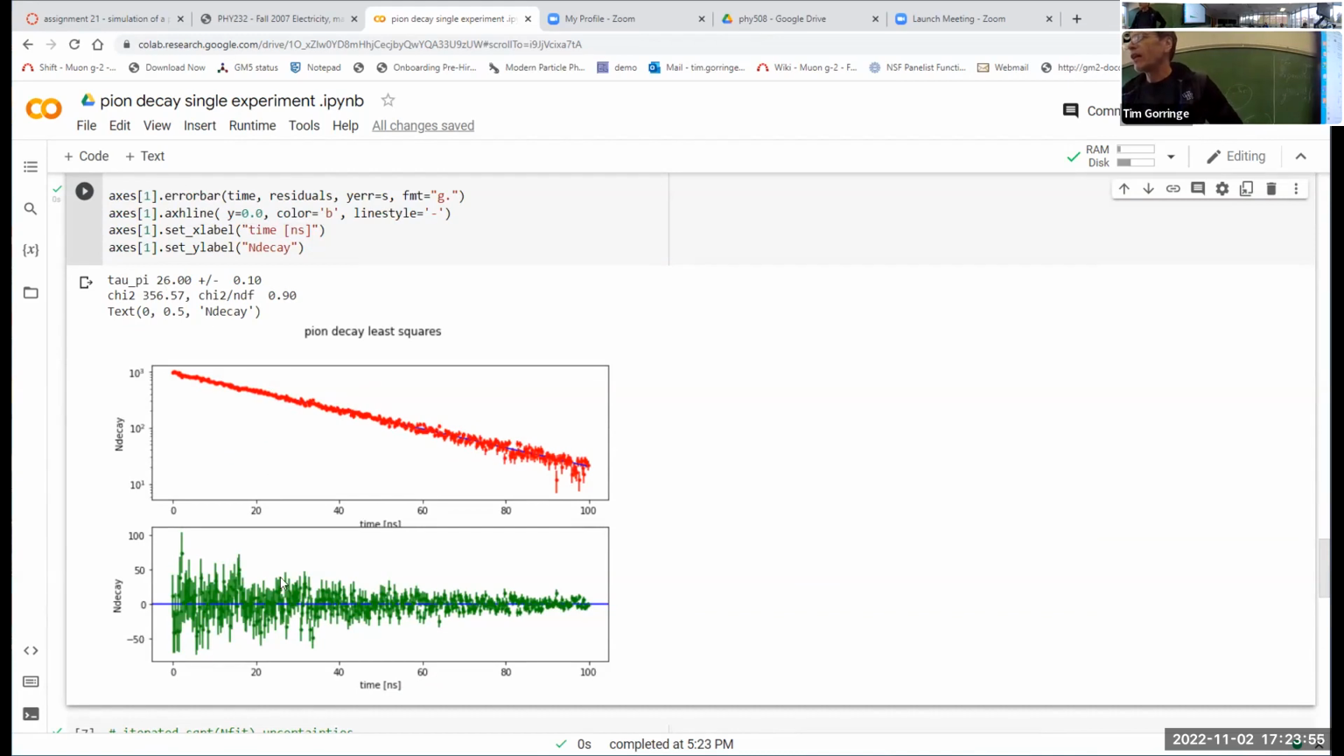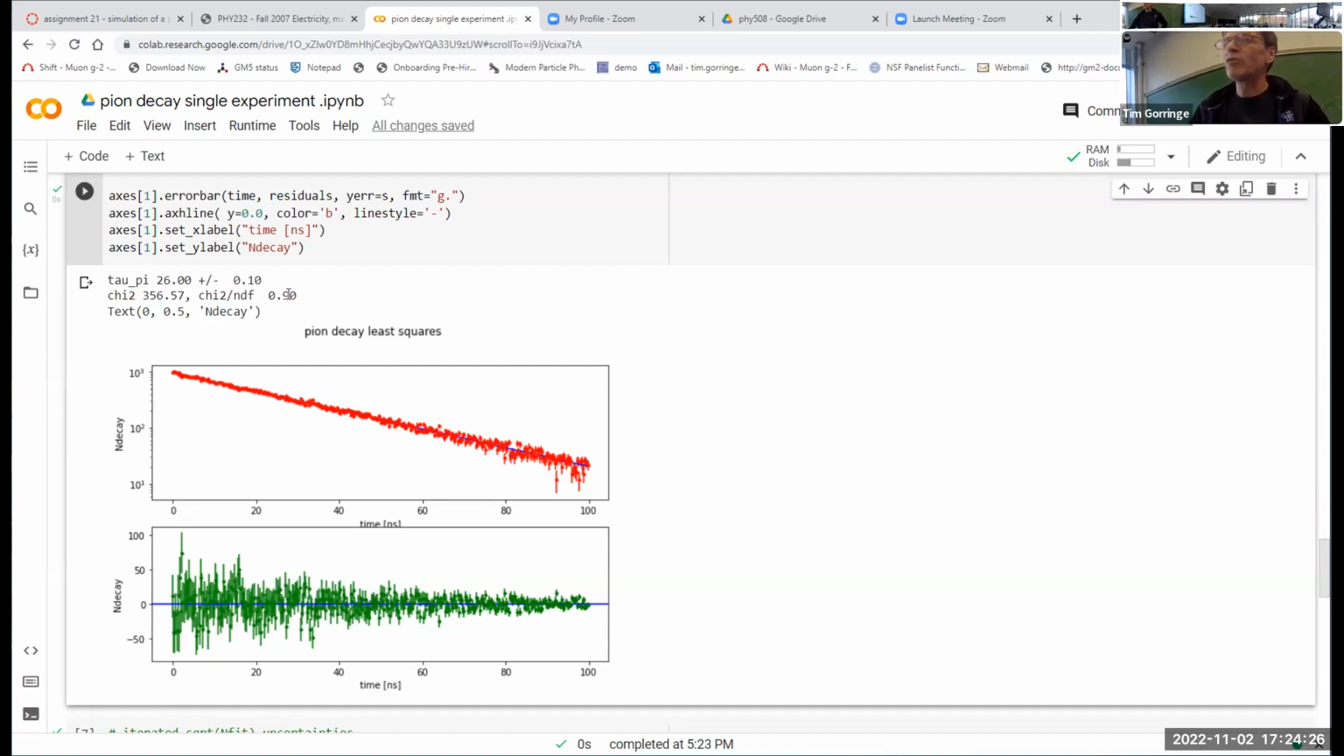So now we can look at the data in red, the fit in blue, and it looks pretty much the same as before. The distribution of residuals about 0 actually looks pretty much the same as before. But if we look at the numerical values, the lifetime is now more centered on the truth. I mean, it's only accidental that it's exactly the truth, but it's centered on the truth.